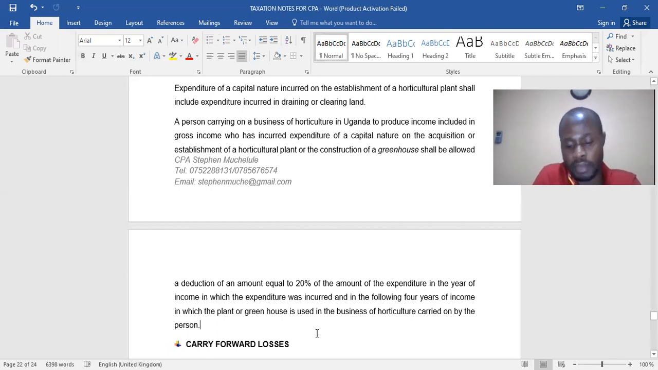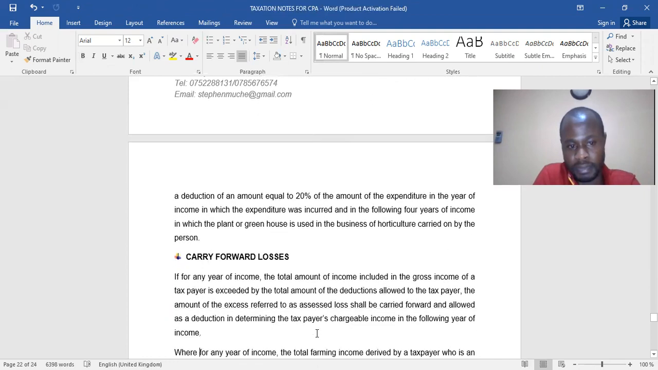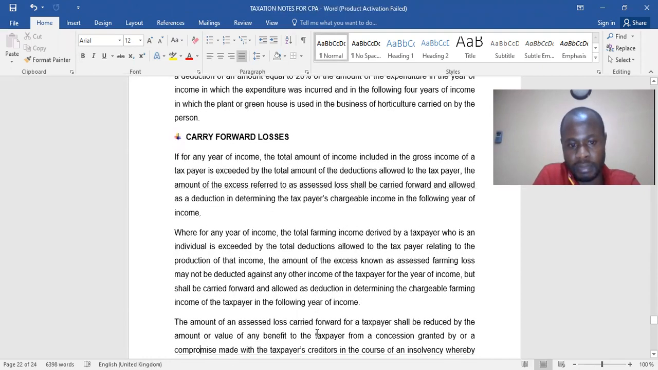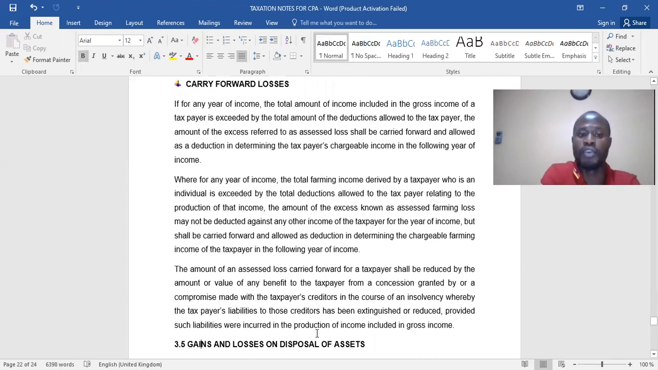Okay. Carry forward losses. Now, for any year of income, if the total amount of income which has been included in the gross income of a taxpayer is exceeded by the amount of deductions allowed to the taxpayer, then the amount of the excess is referred to as an assessed loss and is carried forward and allowed as a deduction in determining the taxpayer's chargeable income in the following year of income.